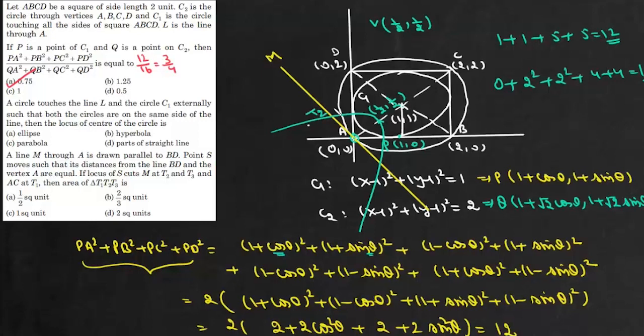That's it. If the locus of S cuts M at T2 and T3, so this is T2, this is T3, and AC at T1. So you will find the area of this triangle T1, T2, T3.